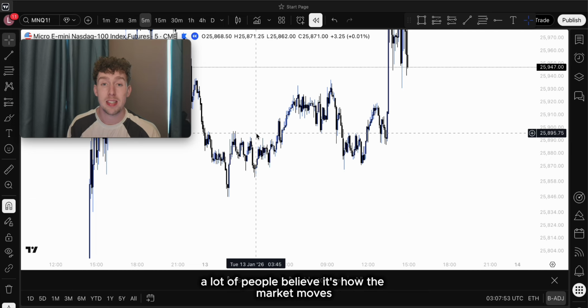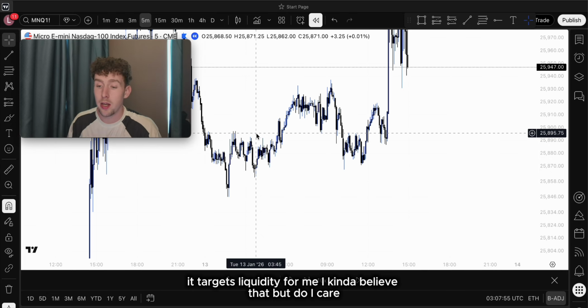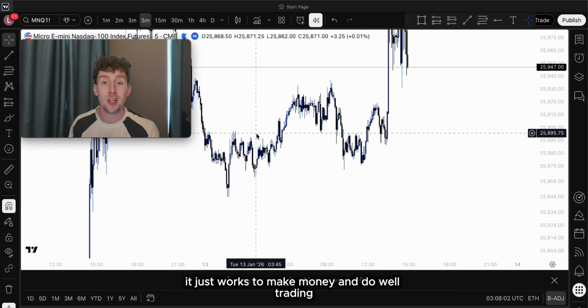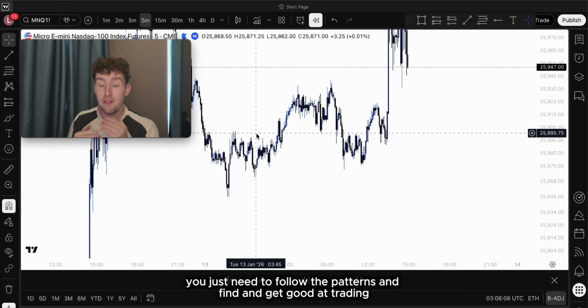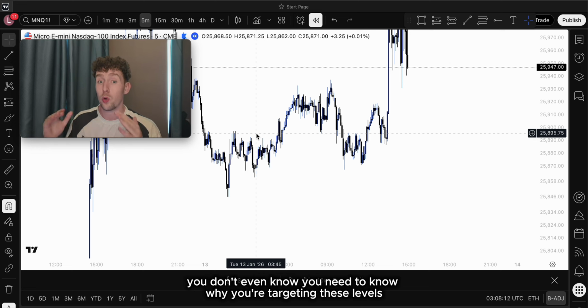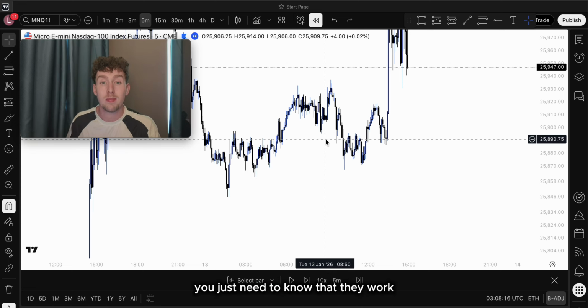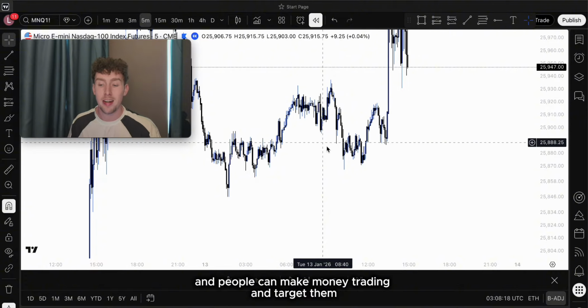A lot of people believe it's how the market moves, that it targets liquidity. For me, I kind of believe that, but do I care? As I've said, I don't care. It just works to make money and do well trading. You don't even need to know what you're doing here. You just need to follow the patterns and get good at trading. You don't even need to know why you're targeting these levels. You just need to know that they work and people can make money trading and targeting them.